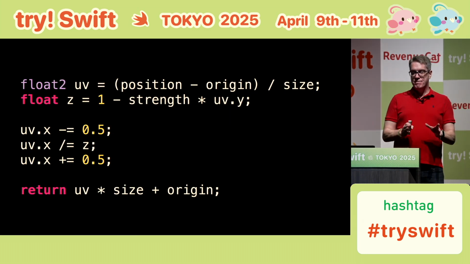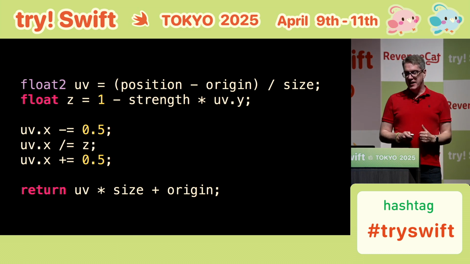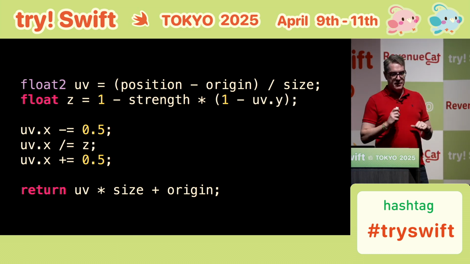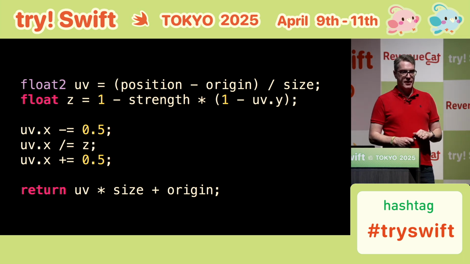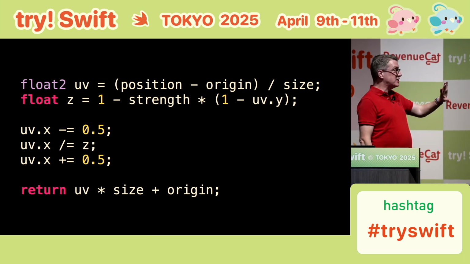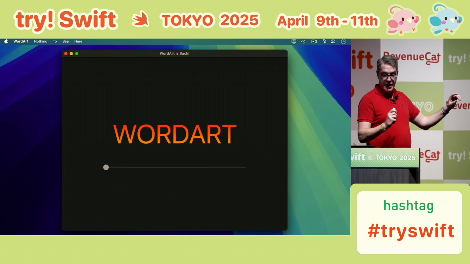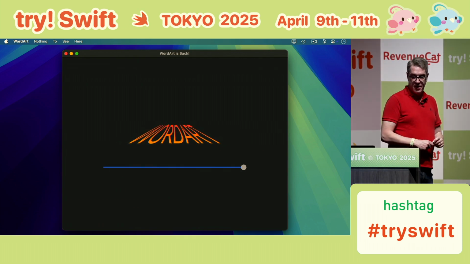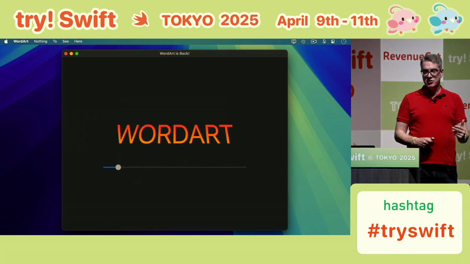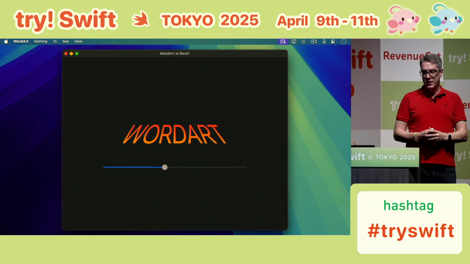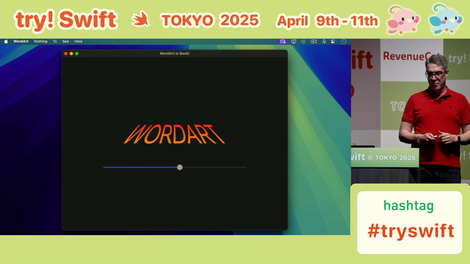So to get the final effect we want, we're going to invert uv.y, which means going from this to this. And that's our final shader code. That's all of it. And here is the final result. A strength of 0 leaves the text natural, whereas strength 1 warps it a lot, getting smaller at the top.